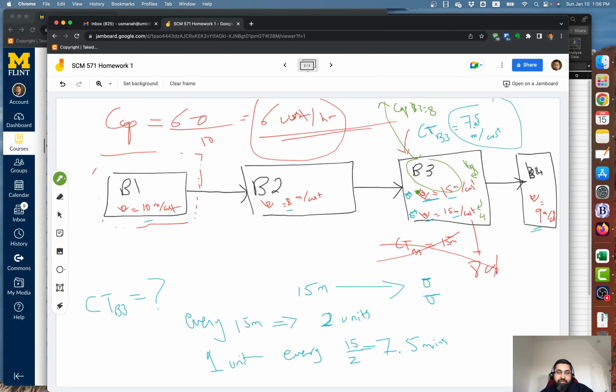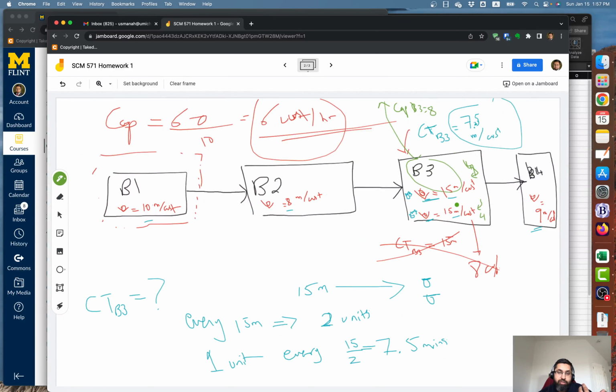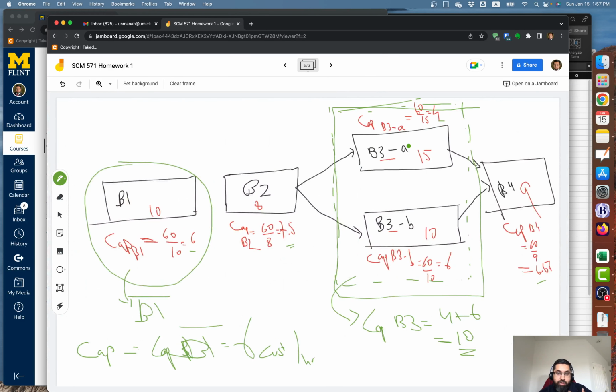So whenever a step is being done by multiple workstations or workers in parallel, just switch to capacity. Capacity adds up when you're working in parallel. You find the lowest capacity, you find the bottleneck. The capacity of the bottleneck is the capacity of the process, right? You could, in this case, also average the cycle time, which I showed you. But in this case, when you have different times, you want to find capacity and add up the capacity.